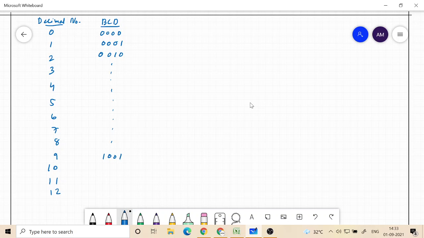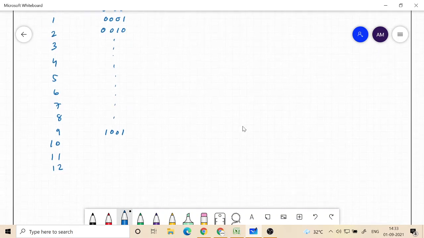But what about 10? How do you write the binary code for 10? It's not 1010. If you write 1010, that's wrong. After 9, just like you have 1 and 0 here, in a similar format you have to write 0001, that is this digit 1, and for digit 0 you have 0000. And then 11 is 0001 0001, then 12 is 0001 0010, and this is how you have to continue.